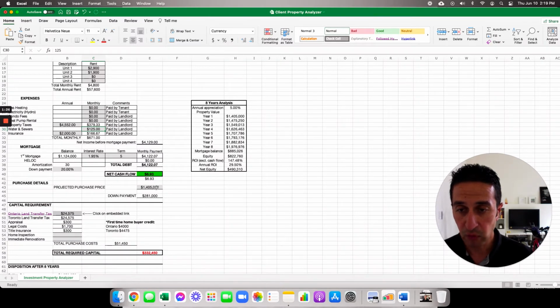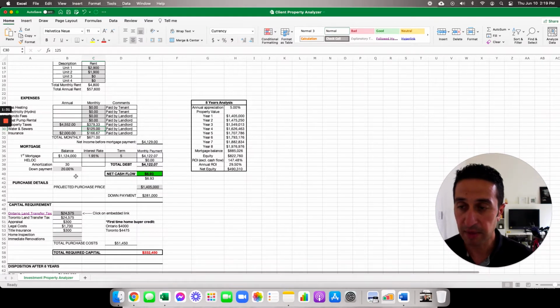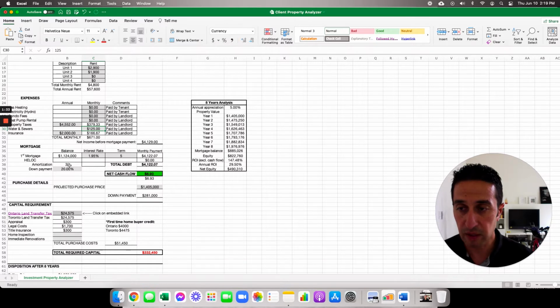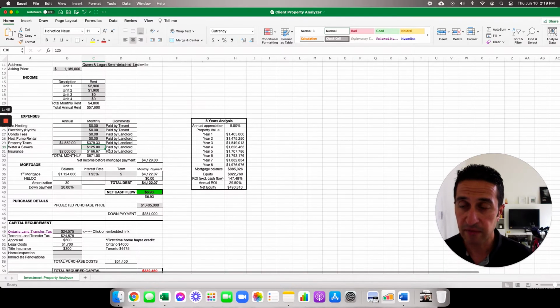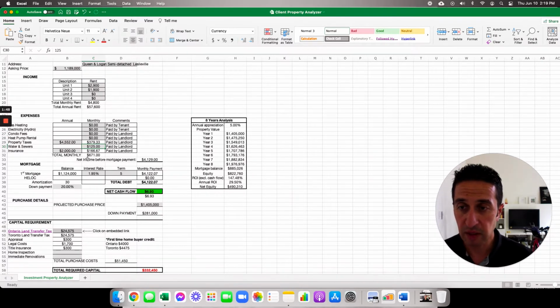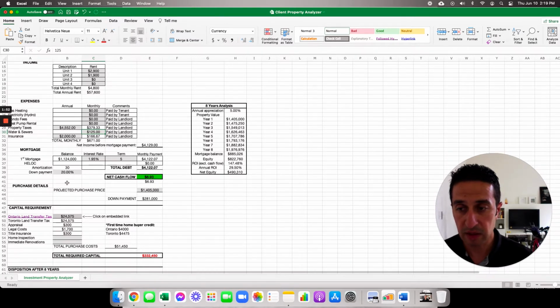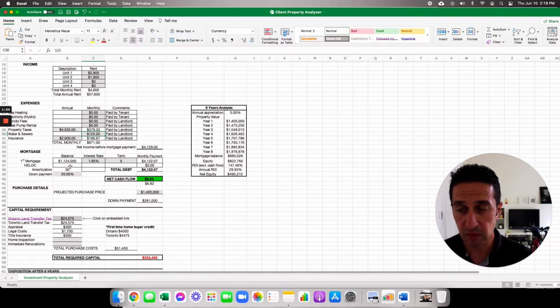Now it sold for 1.405 million, and in this example I'm using a 20% down payment, 30-year amortization, and a 1.95% interest rate. That puts the mortgage payment at $4,122, so it's pretty much break even, a couple of bucks above the zero mark. So from a cash flow perspective, you're breaking even with 20% down payment and 30-year amortization. So that's your monthly cash flow.